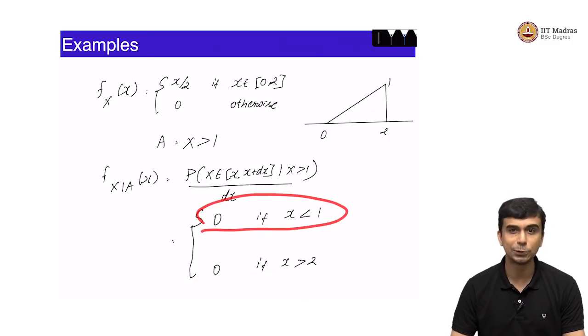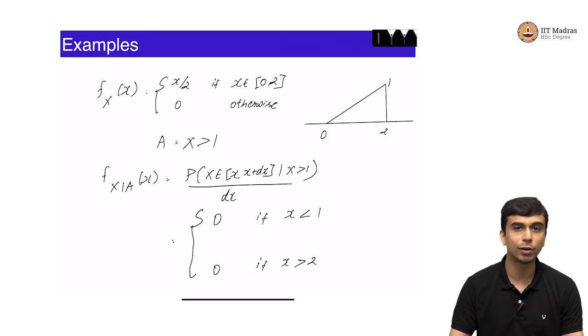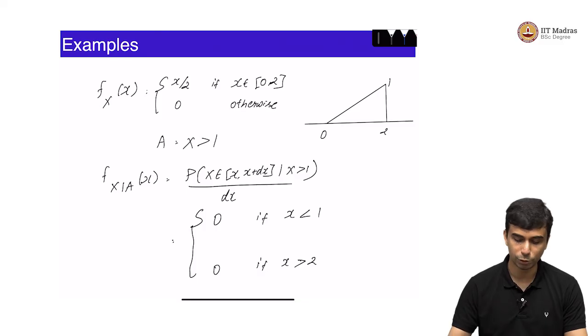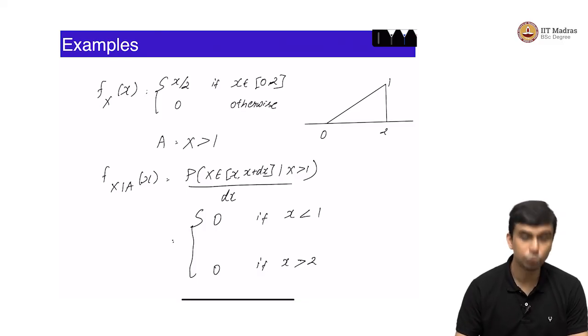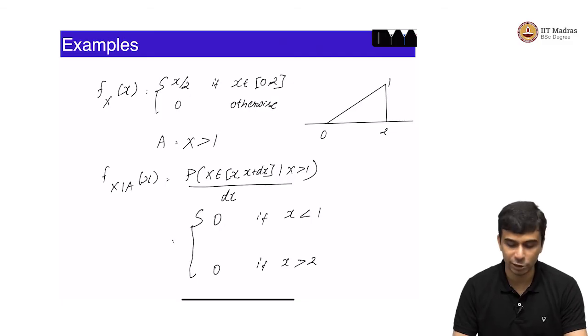This is a consequence of A, right. Because you observed x to be greater than 1, the density of x given A is going to be 0. But between 1 and 2, what is going to happen? Between 1 and 2, you can simply use the definition of conditional probability, right.